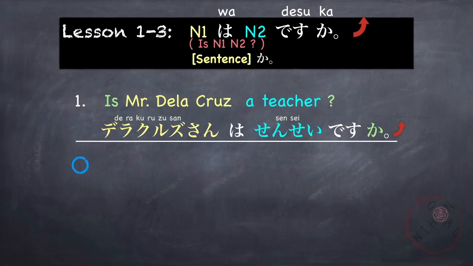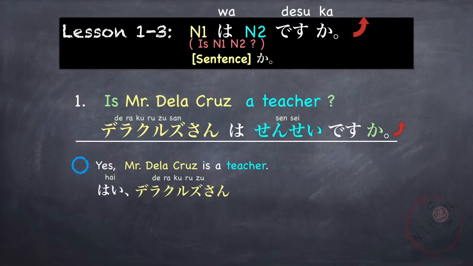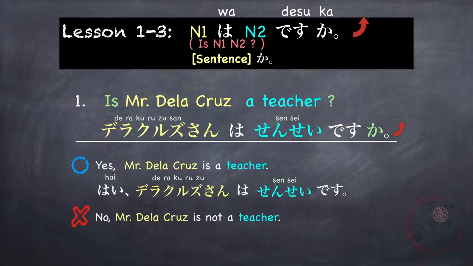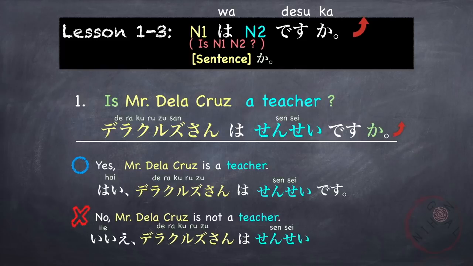So of course we answer this either by yes or no. Yes, Mr. De La Cruz is a teacher. Yes is hai. And then we just repeat our sentence above. De La Cruz-san wa sensei desu. So that's how we answer this question if it's a yes. If it's a no, the full sentence is no, Mr. De La Cruz is not a teacher. Iie, De La Cruz-san wa sensei ja arimasen. So using our grammar point number 2, we are stating that Mr. De La Cruz is not a teacher.